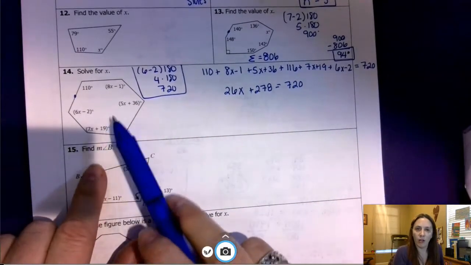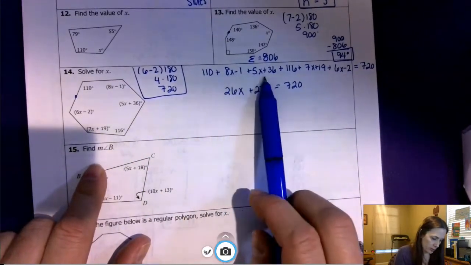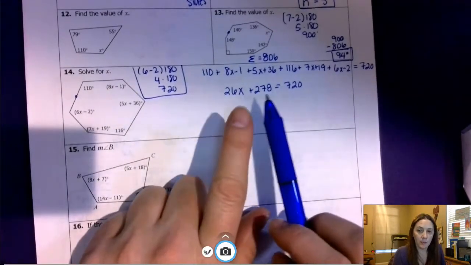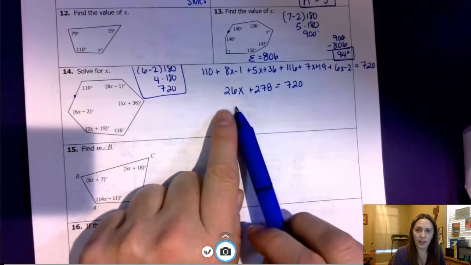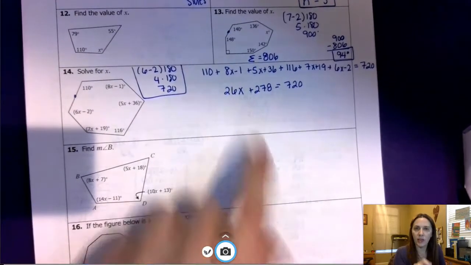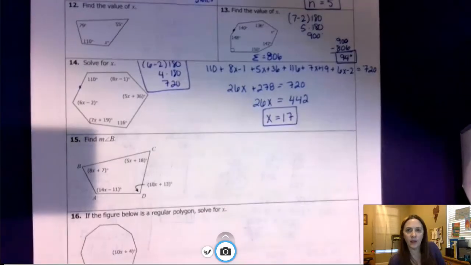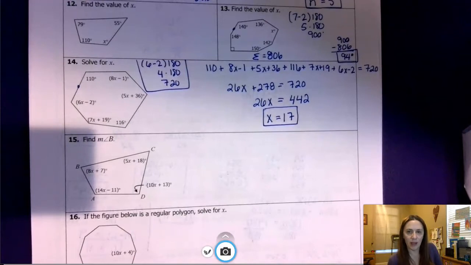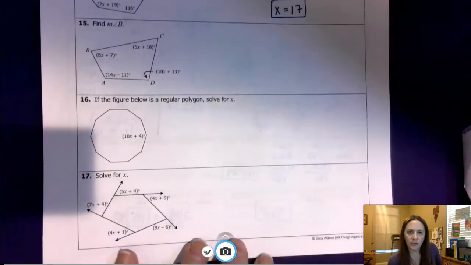I'm going to add all 6 of the angles. 1, 2, 3, 4, 5, 6 angles equals 720. Combining like terms, I ended up with 26x plus 278. Check my work, make sure that we did that correctly. Go ahead and finish solving. Should end up here with x equals 17. So good job, those of you guys who worked that one out. Let's do one more. Let's go ahead and do the last one here.